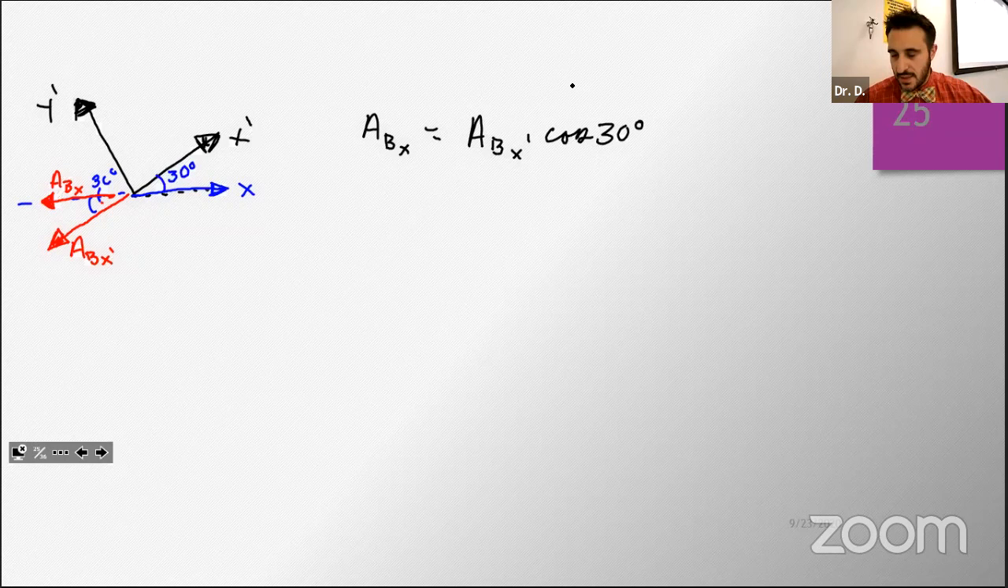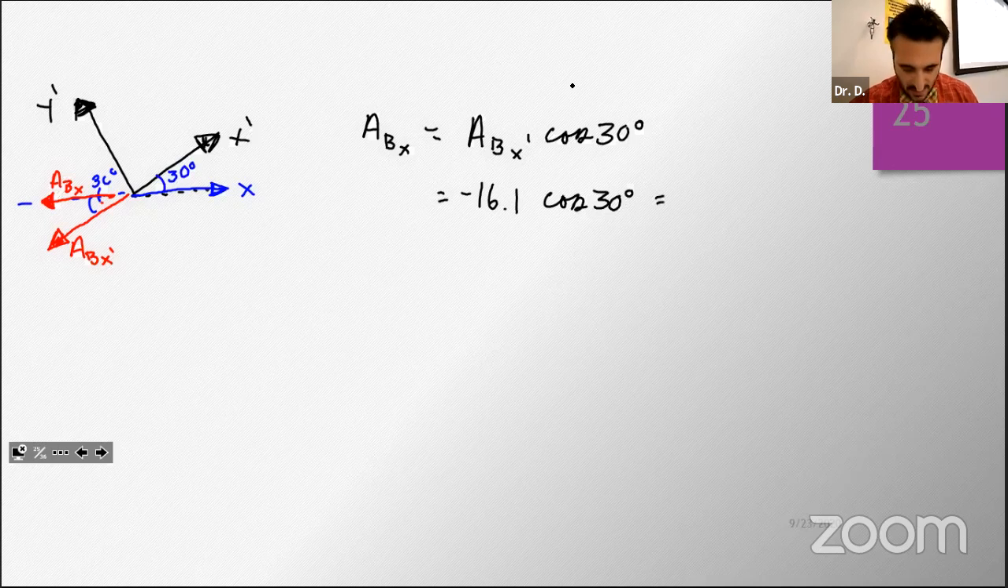So because of the way I've chosen my coordinate systems, I've now had to do a double trig thing, right? But I didn't have to solve 3 equations simultaneously. I know all these things, right? So this is negative 16.1 times the cosine of 30 degrees, which gives me negative 13.94.